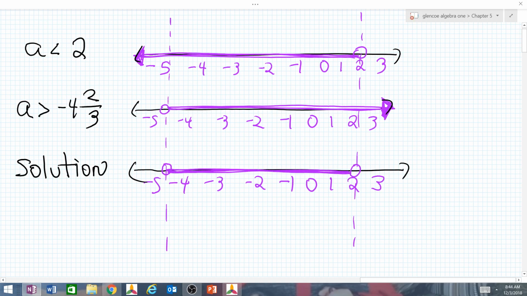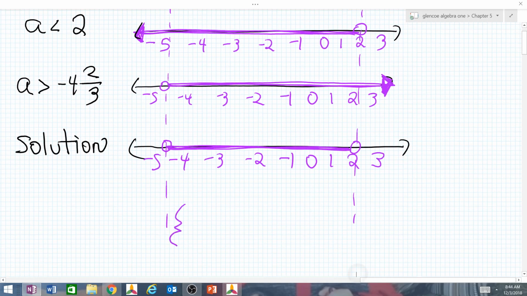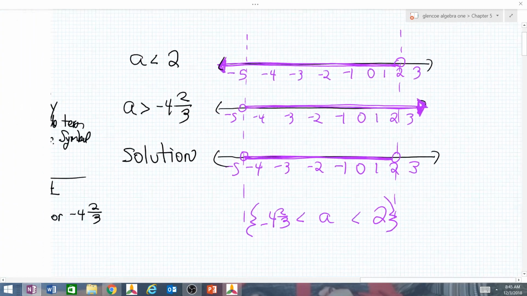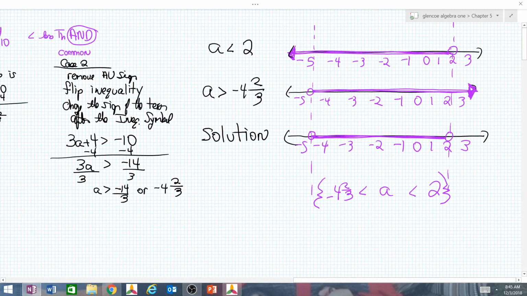Okay? Now my solution, when I write it in set builder notation, will be negative 4 2/3 is less than a is less than 2. Does that make sense? Okay, so one more time. The most important thing I can tell you is that when you are solving these compound inequalities or these absolute value inequalities, there are always two cases. Case 1, remove the absolute value symbol, rewrite and solve. Case 2, change the inequality symbol and change the sign of the term. Okay? So that is a less than.